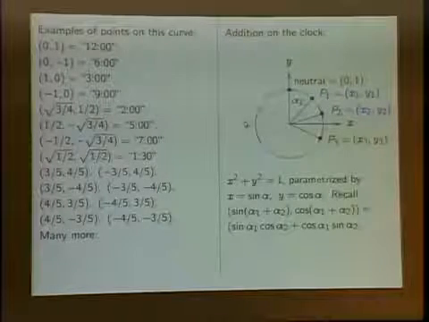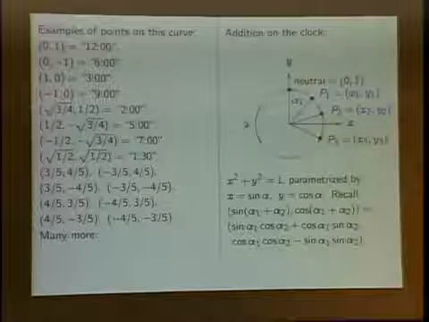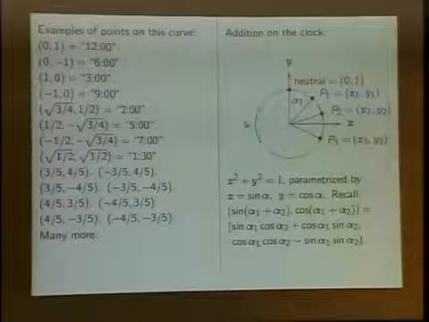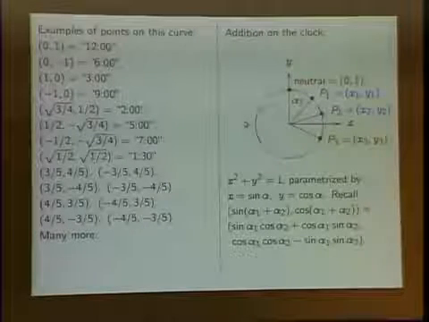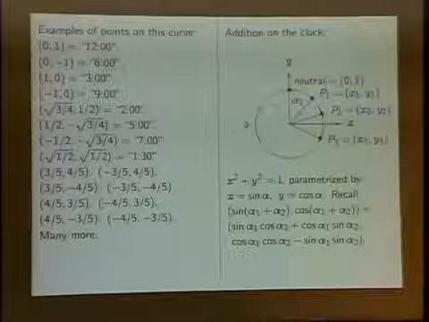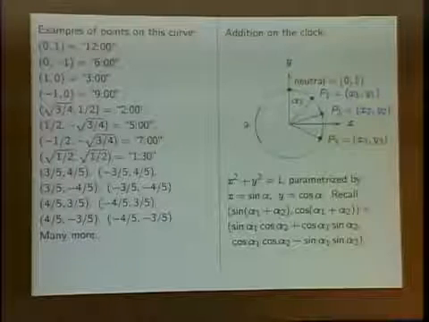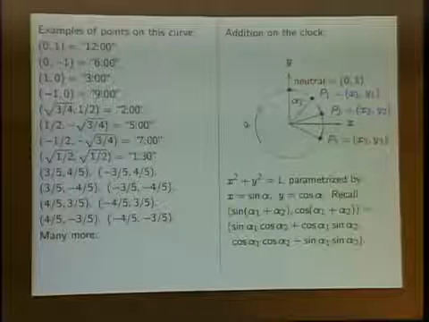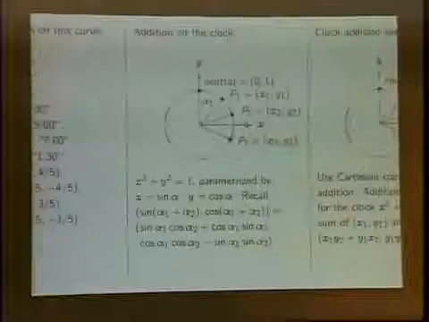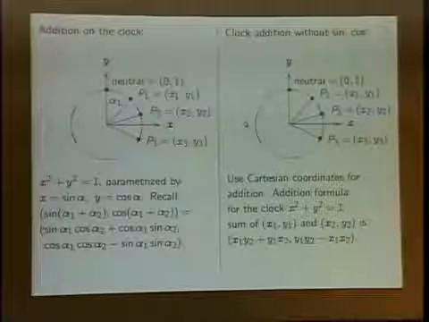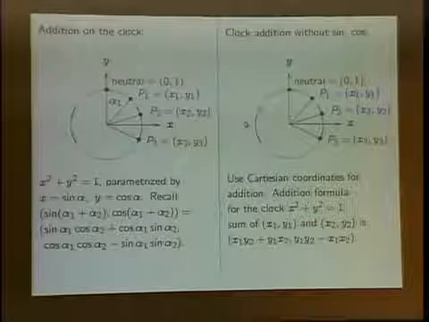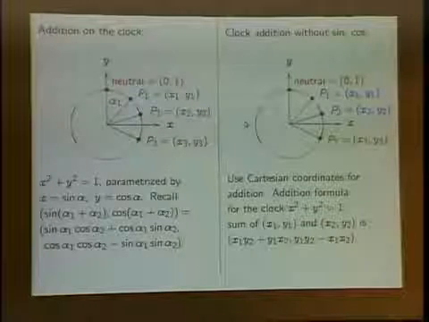And there was something similar for the cosine. Now, we'd like to simplify this and not think about sines and cosines. We'd like to just work with points on the curve, x's and y's on the curve, and not have to think about angles. So to simplify this picture a bit, to do clock addition, again, exactly the same addition operation, but just working with x's and y's.